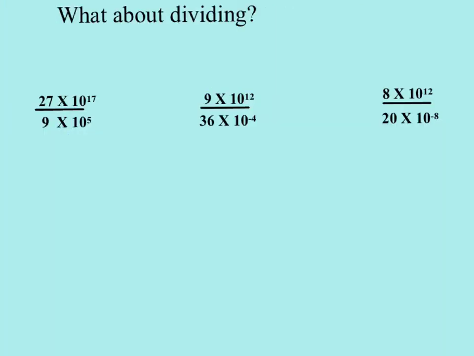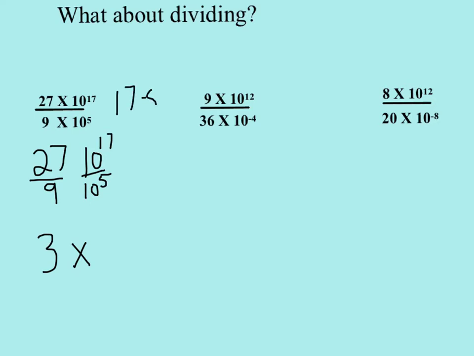Okay, dividing. Dividing is the same as multiplying. We're going to do the same thing. What we're going to do is do the coefficients first. We'll divide the coefficients first, and then we'll subtract the exponents on the 10. So it looks like this. So do 27 divided by 9, and that's 3. And then we're going to say multiplied by 10 to the 17th over 10 to the 5th. So remember, I'm doing 17 minus 5, and that equals 12.